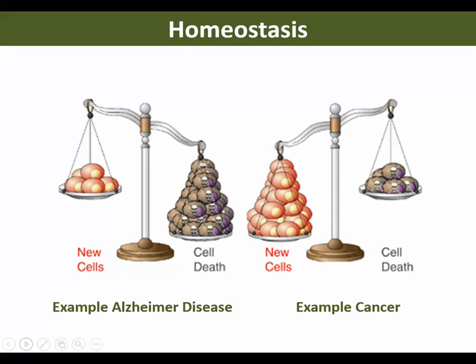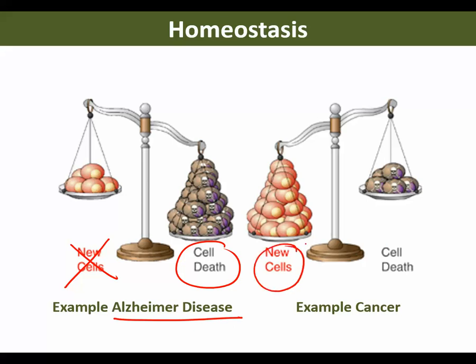If this balance gets lost, they become imbalanced. For example, if the cell is dying and the new cell is not coming, it will lead to Alzheimer disease, a neurodegenerative disease. If the cell is not dying and only new cells are coming, there is no cell death, and it leads to cancer.